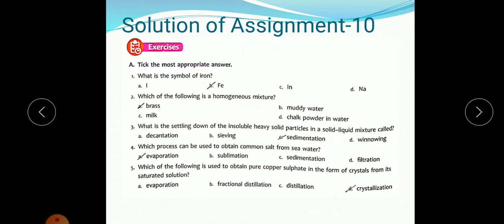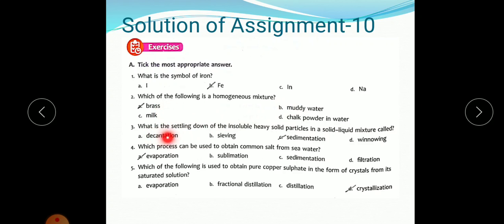The solution of assignment 10, question number 1 was: tick the most appropriate answer. What is the symbol of iron? It is option B, Fe, iron. Next, which of the following is a homogeneous mixture? Out of this, the homogeneous mixture is brass, because brass is an alloy of two or more metals. So alloy is the correct option.